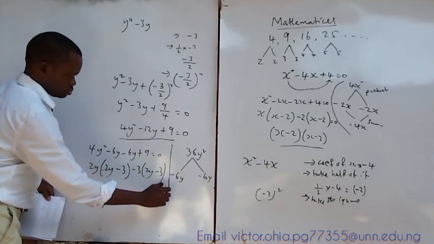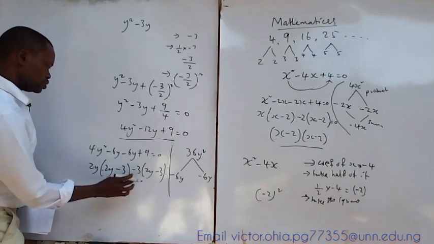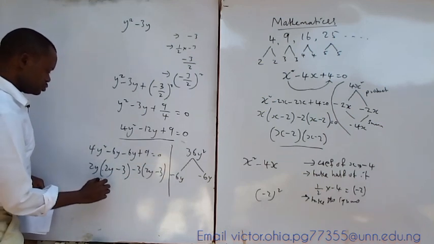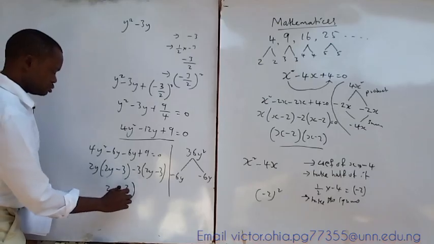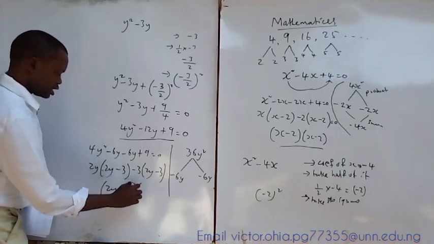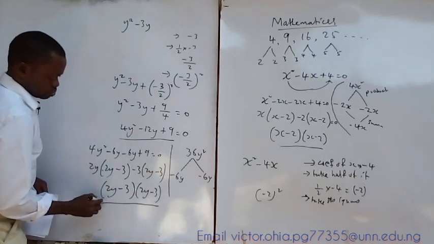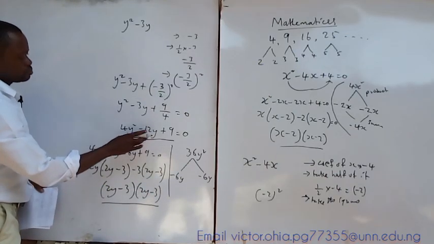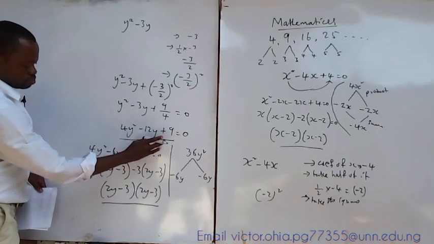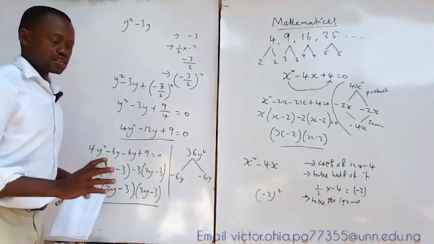So I have 2y minus 3 in brackets, then in brackets I have 2y minus 3. So you see that this expression has been expressed as the product of two factors that are the same.